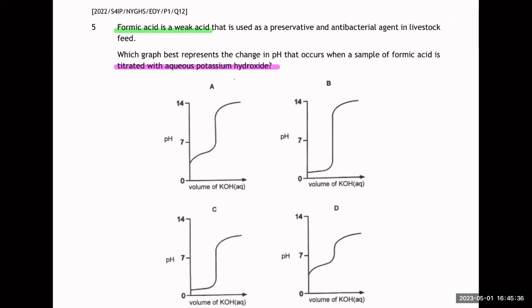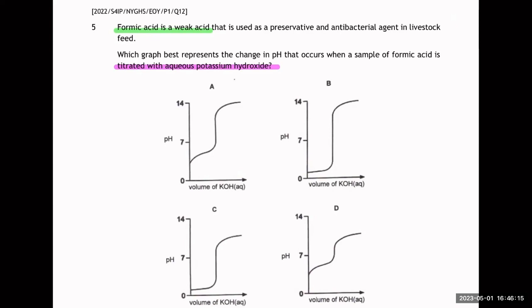Between A and D, Kai Tong, your answer would be D. Why D? We know that formic acid is a weak acid. How would we describe the property of potassium hydroxide then, strong or weak? Potassium hydroxide, no doubt, is strong. Your potassium and sodium hydroxides, all these very common hydroxides, are strong alkalis. So when I have a weak acid and a strong alkali, where would my endpoint be?